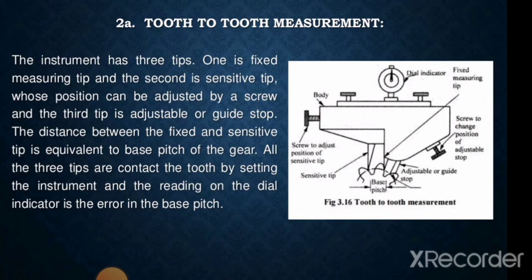The instrument has three tips. One is a fixed measuring tip, the second is a sensitive tip whose position can be adjusted by a screw, and the third tip is an adjustable guide stop.